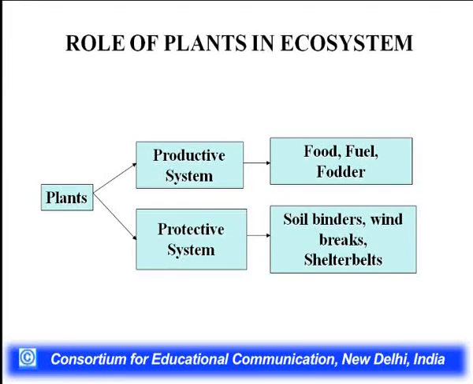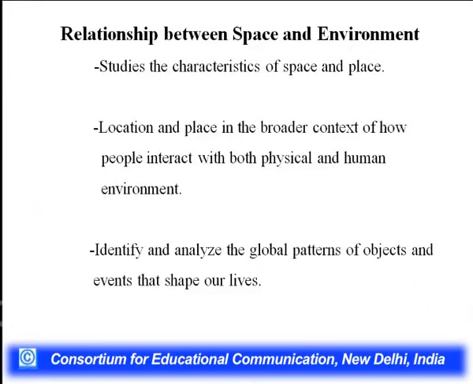And the role of plants in ecosystem is very important, particularly as a productive system and protective system. Productive system like food, fuel, fodder, shelter, and protective system like soil binders, wind break, shelter belt. And so that is why we should understand the relationship between space and environment.